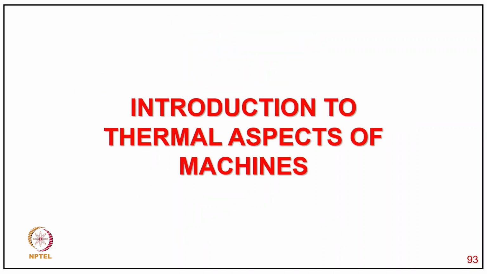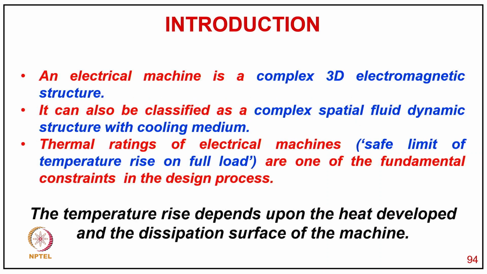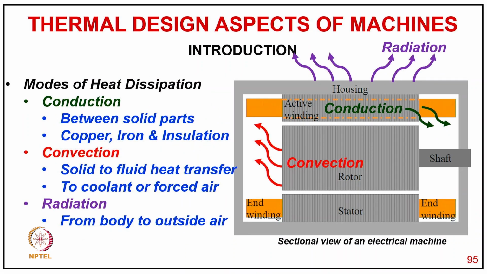Now coming to the introduction to the thermal aspect of the machine. An electrical machine is a complex 3D electromagnetic structure. It can also be classified as a complex spatial fluid dynamic structure with cooling medium and thermal rating of electrical machines. Typically, the safe limit of temperature rise on full load is one of the fundamental constraints in the design process. So temperature rise depends on the heat developed and the dissipation of the machine. We can see that the dissipation is by 3 methods we already talked about earlier: conduction, convection, and radiation.